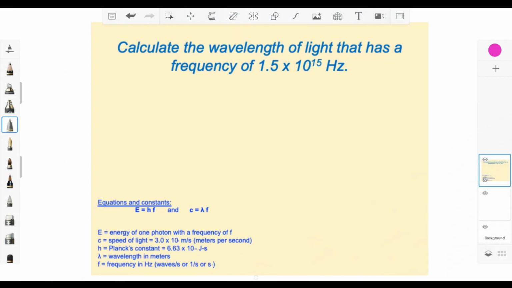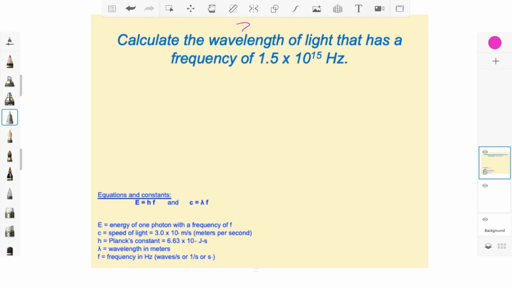Okay, so let's look at this first example. They are asking us to calculate the wavelength of light that has a frequency of 1.5 times 10 to the 15th hertz. And so we've got the option of these two equations down here, and they're asking us for wavelength. If you notice, there's only one of the equations that involves wavelength. So we're going to go ahead and use this equation to start, and frequency is part of this equation. So obviously we will just use this one equation to solve this one.